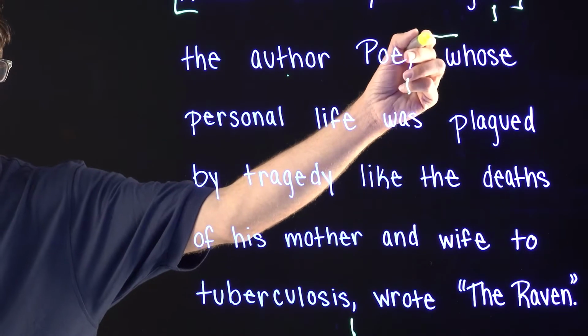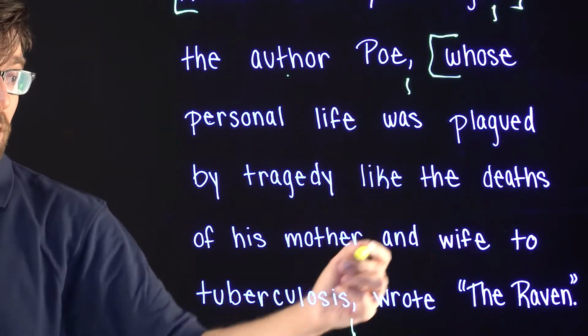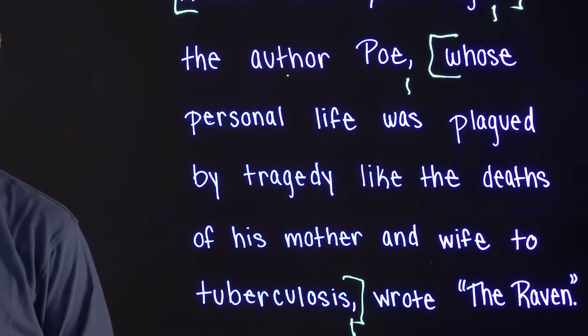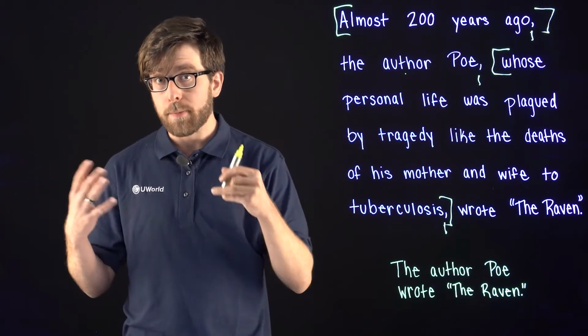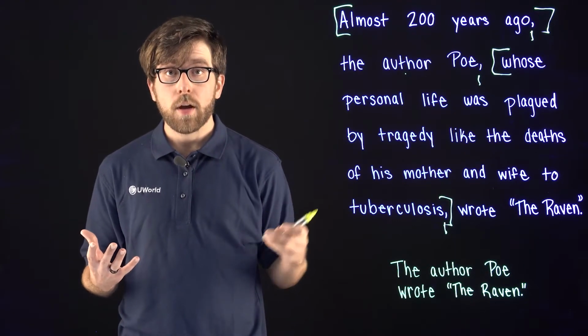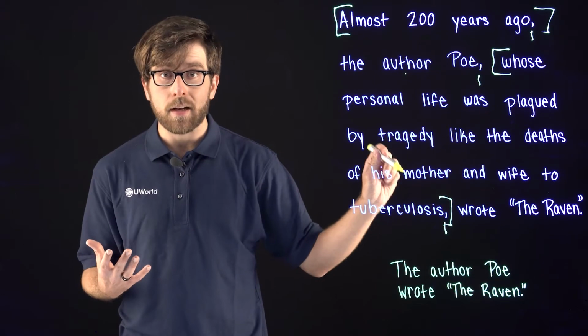Next, we have this kind of long phrase, or this long clause, whose personal life was plagued by tragedy, and some information about that tragedy. Does sound like a complete thought. You say personal life was plagued, that's a subject and a verb, we've got a complete clause here. The whose, though, marks it as dependent, not independent.